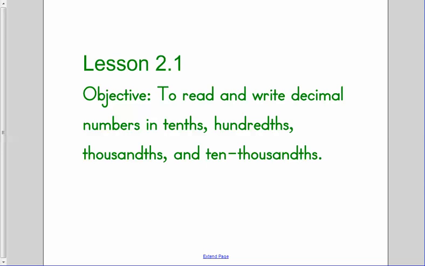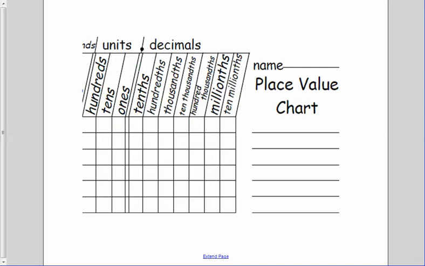And that's so that in the end you should be able to read and write decimal numbers in tenths, hundredths, thousandths, and ten-thousandths. So let's look at our first page here, and this is our place value chart. And we've been looking at place value charts, but we've been focusing all on the numbers to the left of our decimal point. Those are our whole numbers.